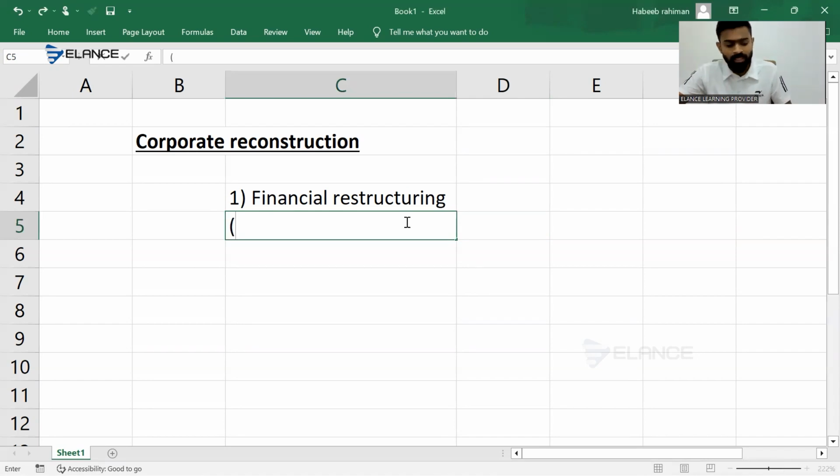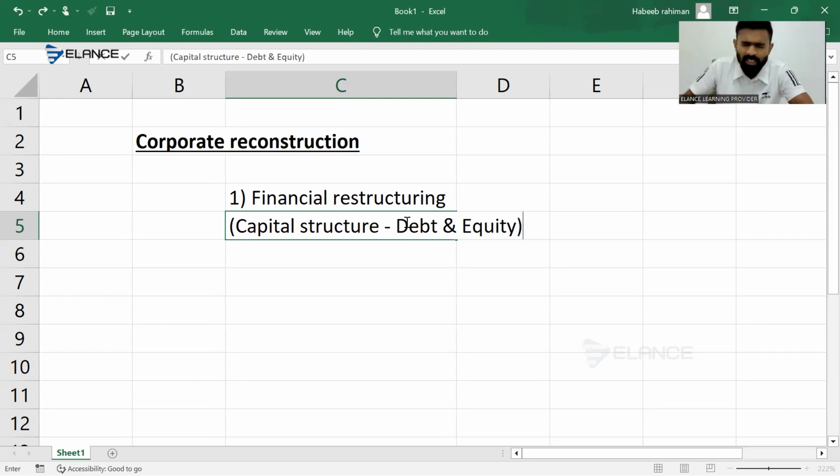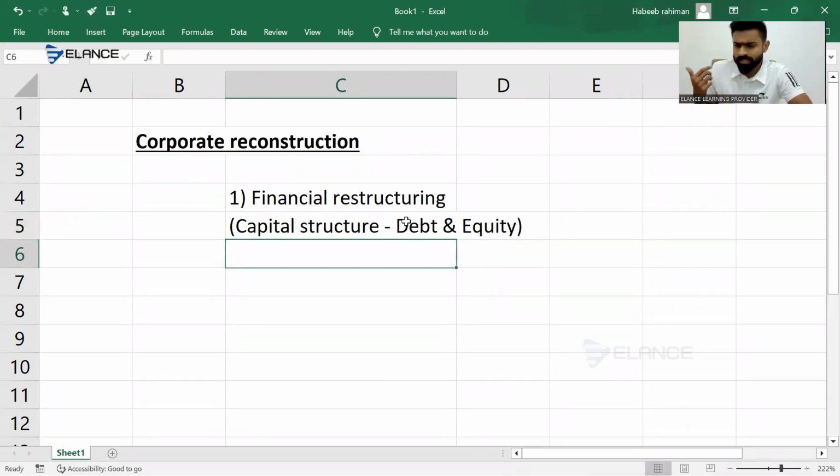So financial restructuring means we are restructuring the capital structure. Capital structure is the relationship between debt and equity. In most cases, the company might be highly geared, highly debt. So the organization is not able to find new financing for upcoming projects due to the current capital structure position. So we are trying to reduce the gearing and get a better financial position. That is said to be financial restructuring.